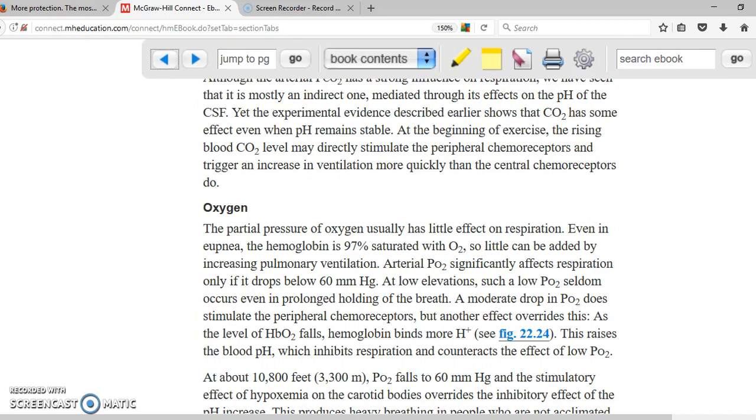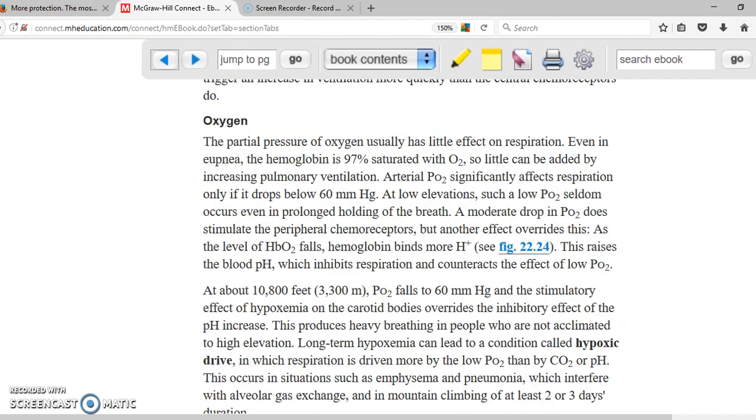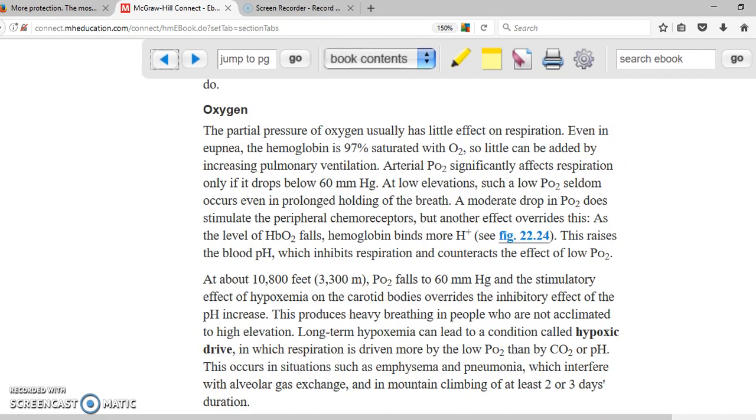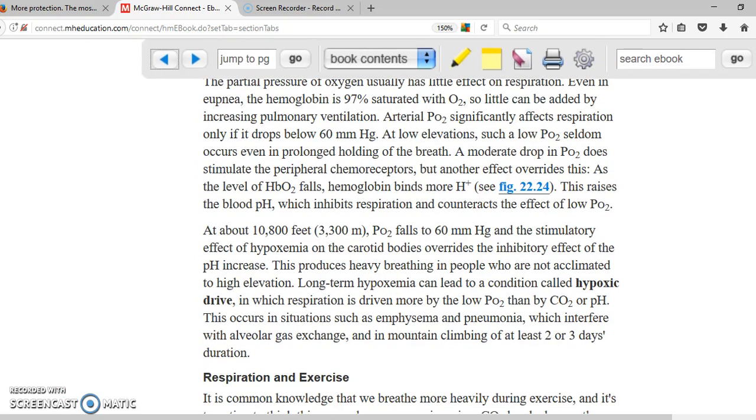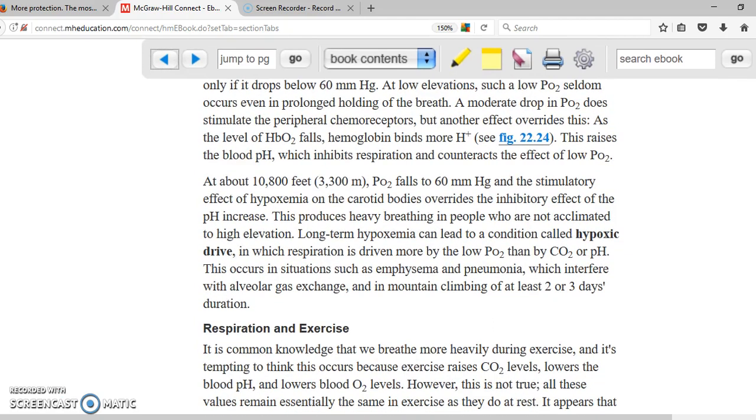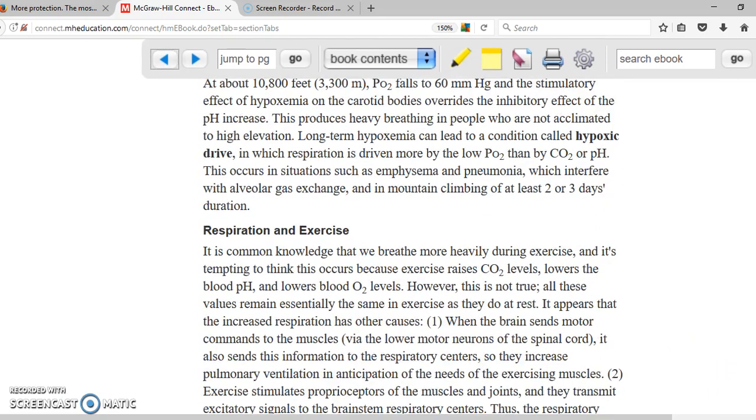Hemoglobin is 97% saturated with oxygen. Oxygen has basically no effect on the changes in ventilation that we're going to have in our body, unless there's some extreme circumstance, like it says in here, very high altitudes where the pressure of oxygen changes, but that's not something that we're going to be talking about in here. Next one is respiration and exercise.